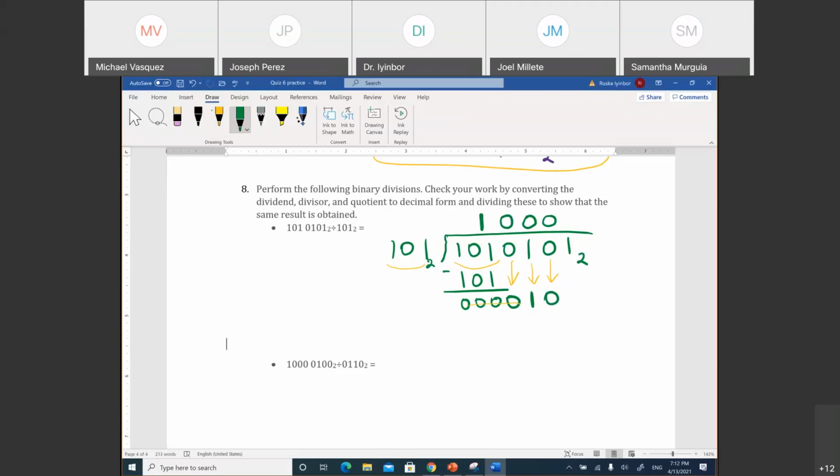And then I'm going to bring the next one down, which is exactly the same, 101. And that's going to give me, when I divide it, it's going to be 1. And then when I subtract, I'm going to get 0. Okay? So this is my answer. Any questions?